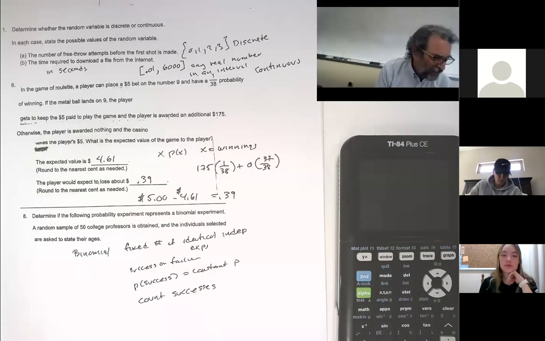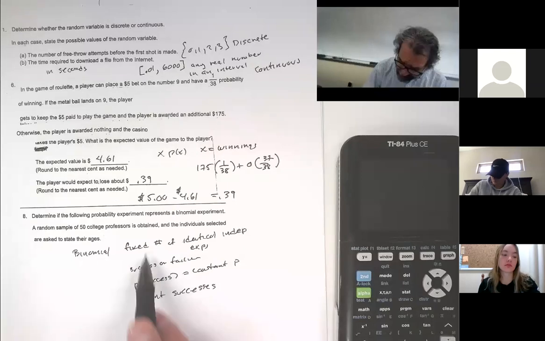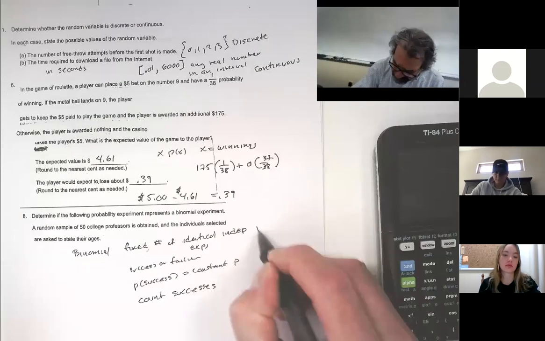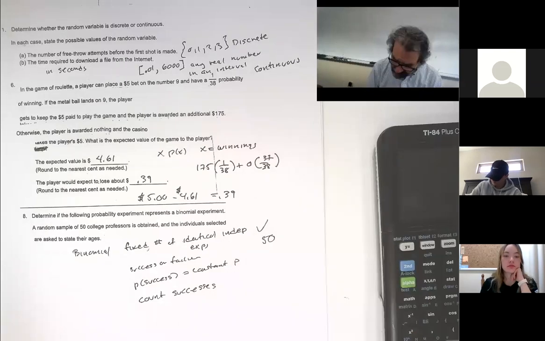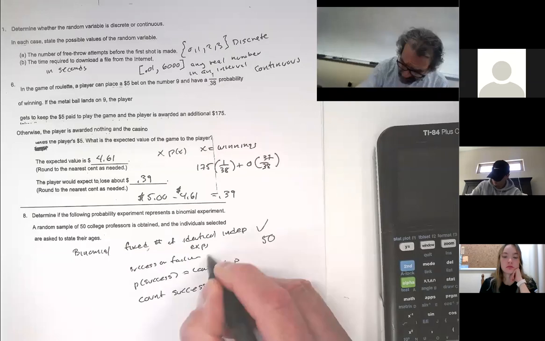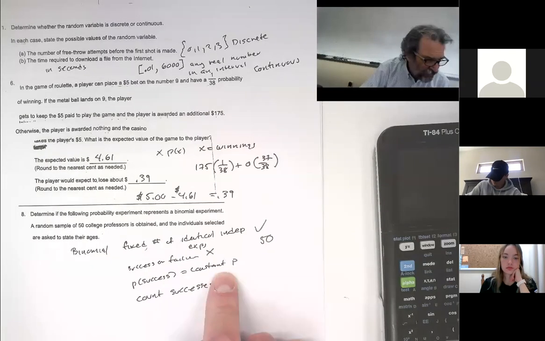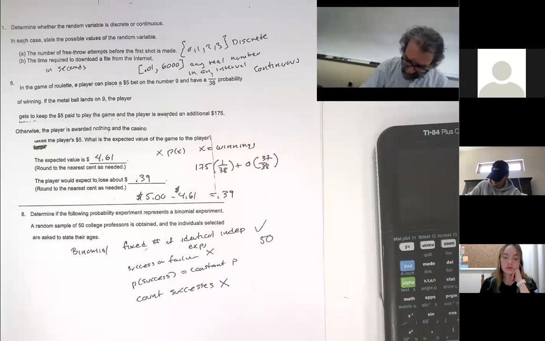Let's see, here's the experiment. A random sample of 50 college professors is obtained. So I have a fixed number of identical experiments? Yes, 50. And the individuals are asked to state their ages. Is it success or failure? No. Are we counting successes? No. So I don't know whether you can even talk about this because we don't have a success or failure. Not binomial.